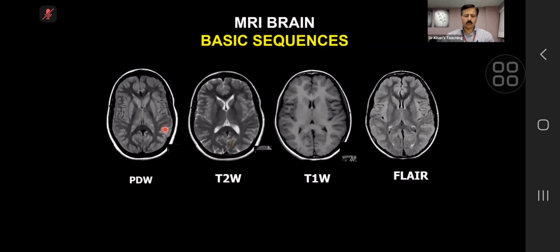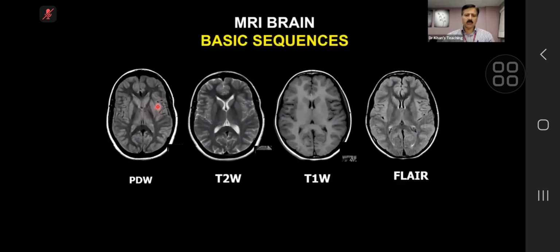People do use PD still to pick up some vascular abnormalities. I call it a poor man's angiogram. What happens is that on the PD weighted sequence, CSF is equal in signal intensity to the gray matter. So remember this rule: CSF is equal in signal intensity to the gray matter.